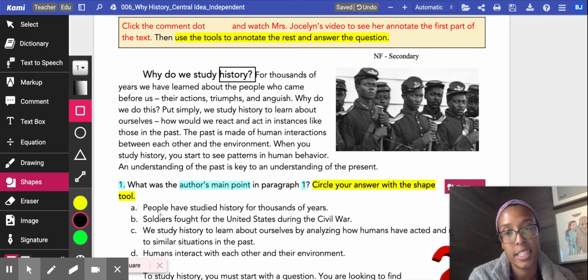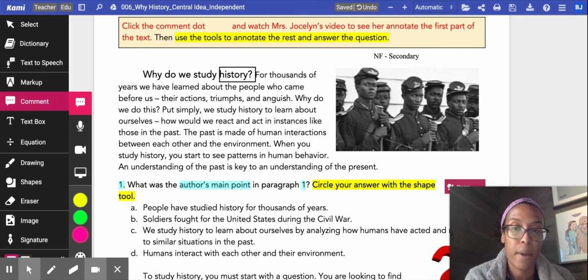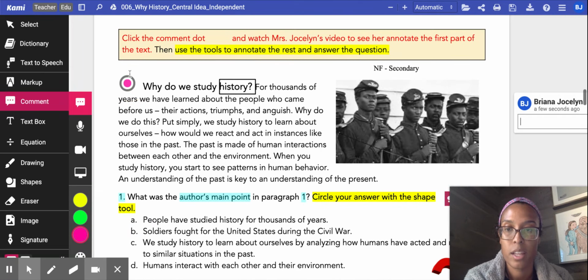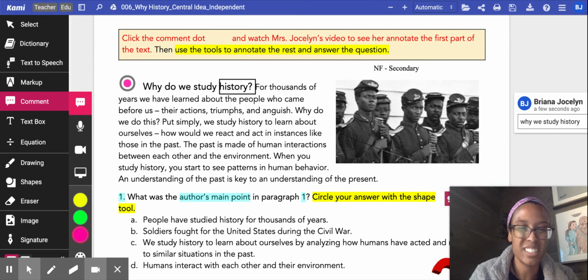The next thing I need to do is write a gist statement on the side that tells what's the big thing that this is about. It can just be a few words. For me, I know that this is going to be about why we study history. I'm going to choose this pink color because I want my teacher to know that this is one of my gists. And on the side, after clicking on the comment tool, I'm going to write down why we study history. I want you to notice that when I write a gist statement, I don't need it to be a complete sentence. That's okay. I can just write a few words that keep it in my head what this is about.